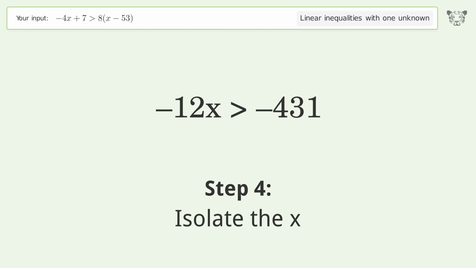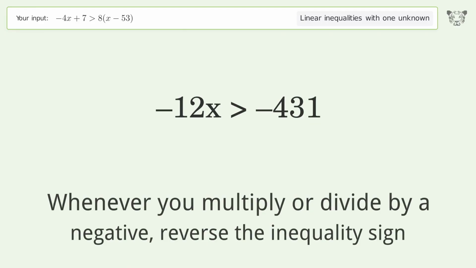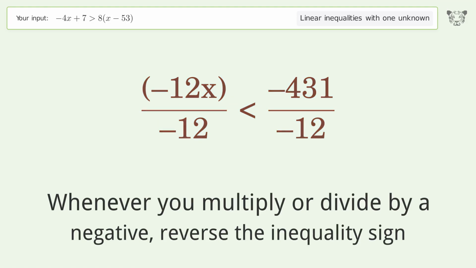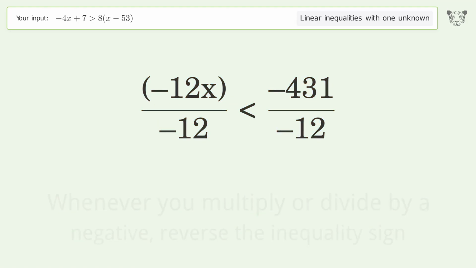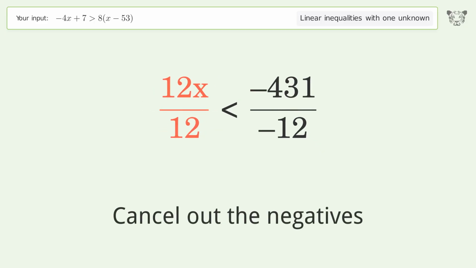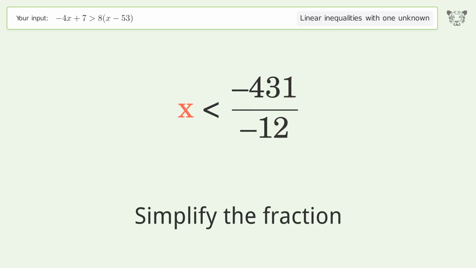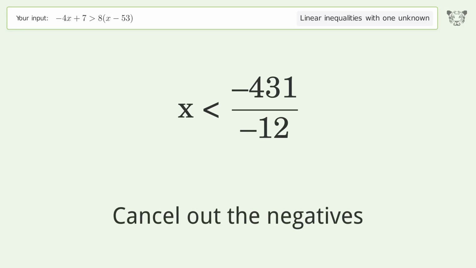Isolate the x. Divide both sides by -12. Whenever you multiply or divide by a negative, reverse the inequality sign. Cancel out the negatives. Simplify the fraction. Cancel out the negatives.